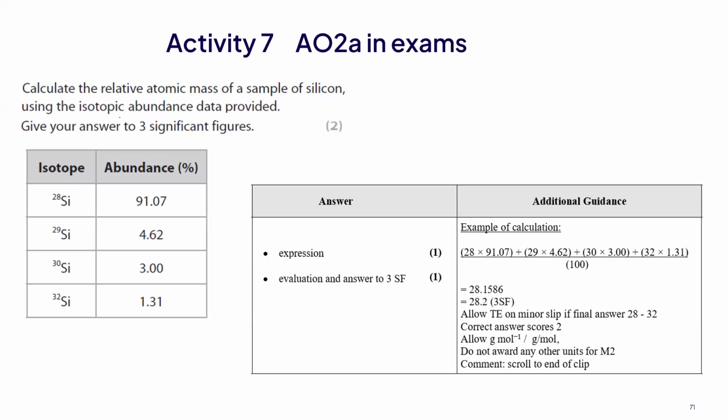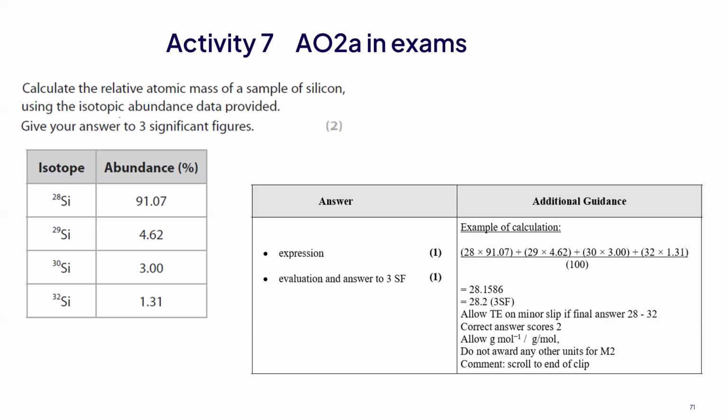Calculate the relative atomic mass of a sample of silicon using the isotopic abundance data supplied, and give your answer to 3 significant figures. So 1 mark for the expression and 1 mark for the evaluation. So what they need to do, of course, is to take the 28, the 29, the 30, and the 32 and multiply them by the relative abundance and then divide by 100. And that will give you 28.1586, which gives you 28.2 to 3 significant figures.